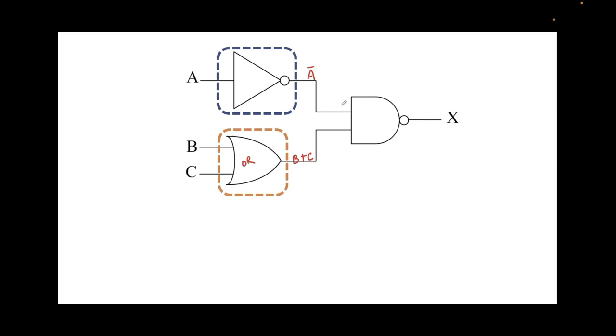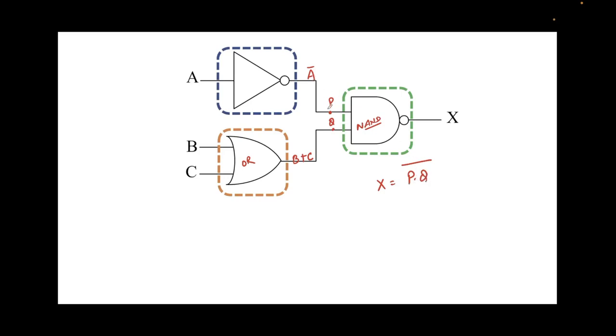Now finally look at the green rectangle. It is a NAND gate. What is the output of a NAND gate? Whatever inputs you provide, let's call this input P and this input Q. The output X for this NAND gate would be P times Q, and then a whole bar of it. P times Q whole bar is the algebraic expression for a NAND gate.